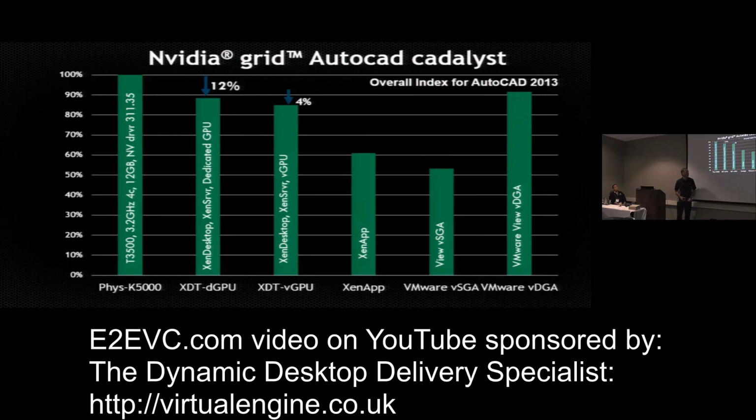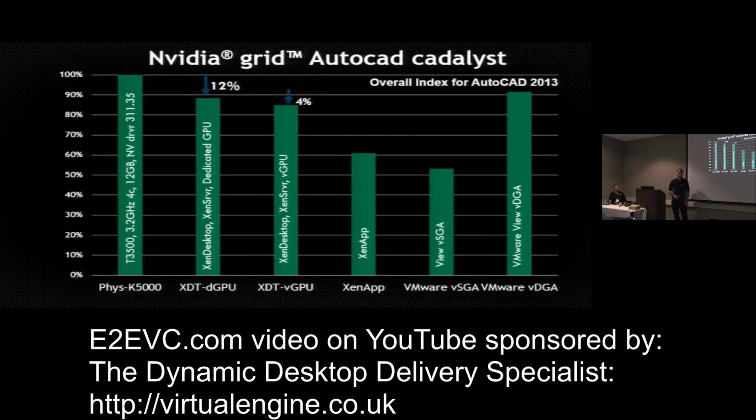The third column is virtual GPU. So now we're partitioning each GPU in half, putting 2 users on it, and you get about 4% additional overhead to run the virtual GPU environment. So you've given up 16% total from what a bare metal workstation could be to have a virtual GPU environment.